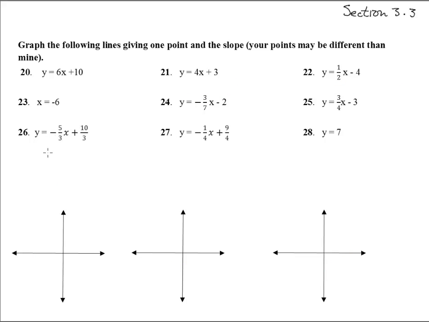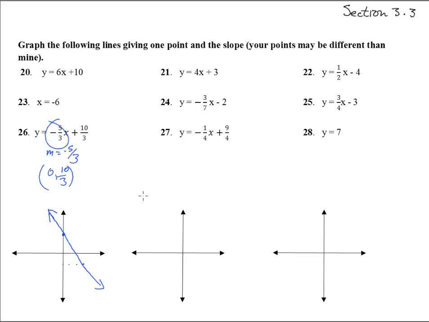Number 26. Slope is negative 5/3. It's right there in front of it. And then the point 0, 10/3. Well, that's not very nice to have a fraction, but it's there. 0, 10/3. It's just above 3. And then negative 5/3. So again, we put the negative on either the 5 or the 3. Doesn't matter. I put it on the first one. So I go down 5, 1, 2, 3, 4, 5, 1, 2, 3. So that's the line right there.